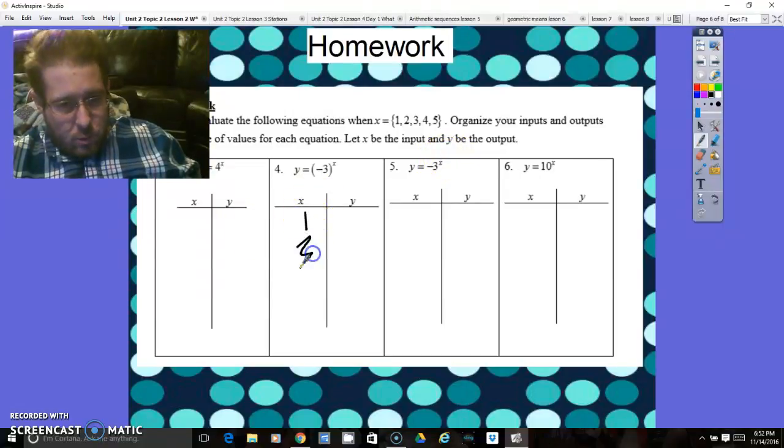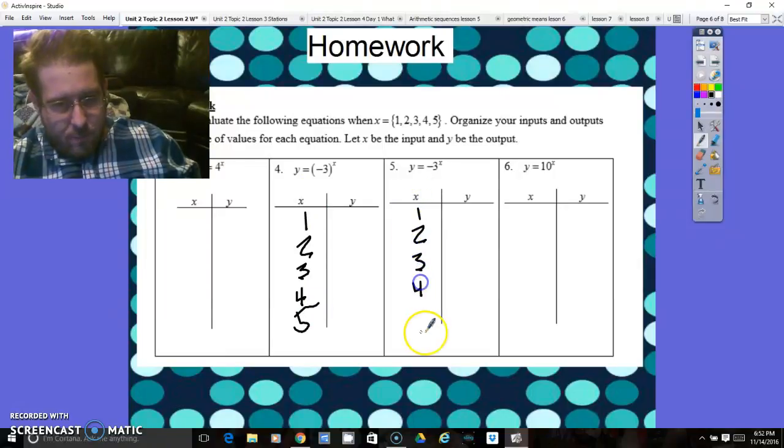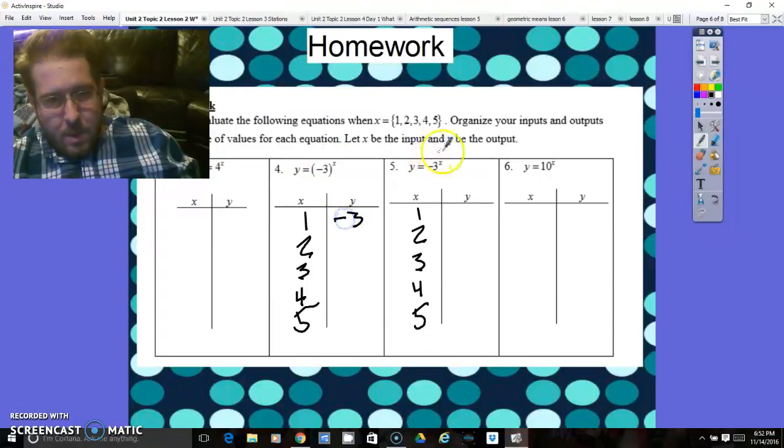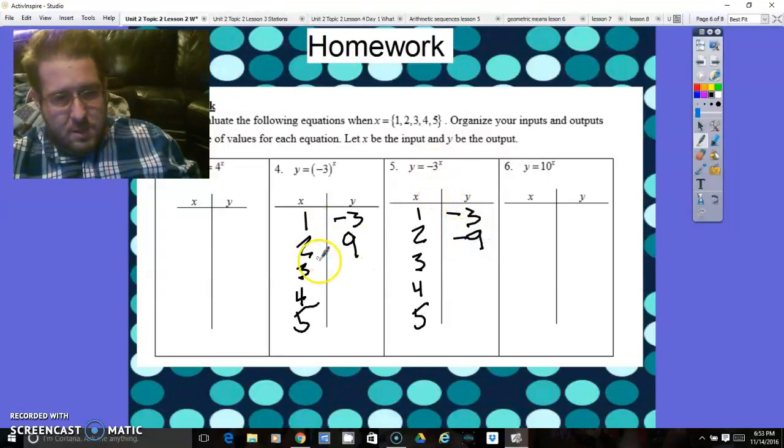So 1, 2, 3, 4, 5. Let me do these at the same time. Negative 3 times itself once is negative 3. The negative of 3 is also negative 3. That works. Negative 3 times itself twice: negative 3 times negative 3 is 9. Now you're going to see the difference here. This is really the negative of 3 squared. 3 squared is 9, so negative 9. The opposite of 3 squared is negative 9. So you've got two different answers here.